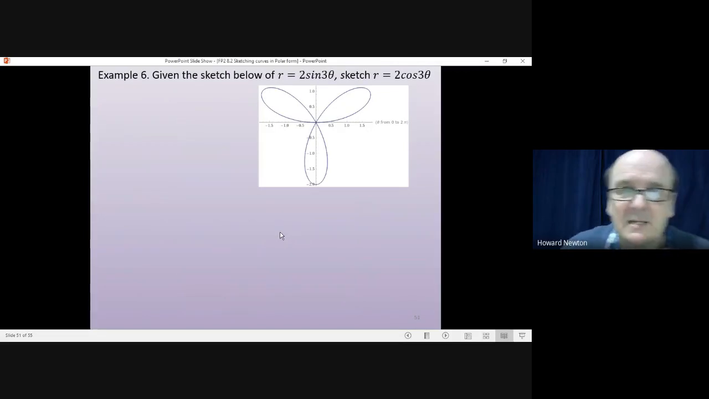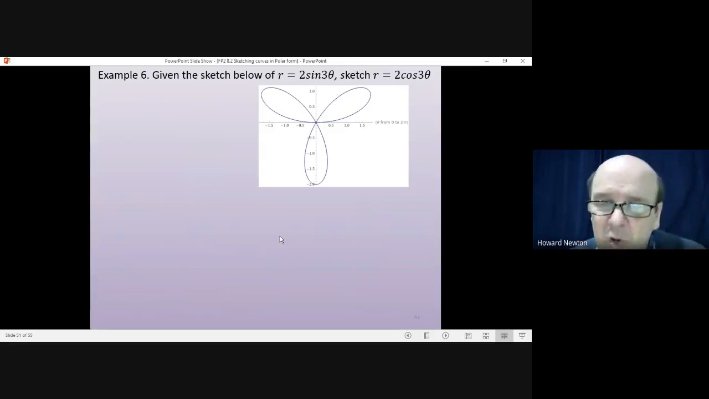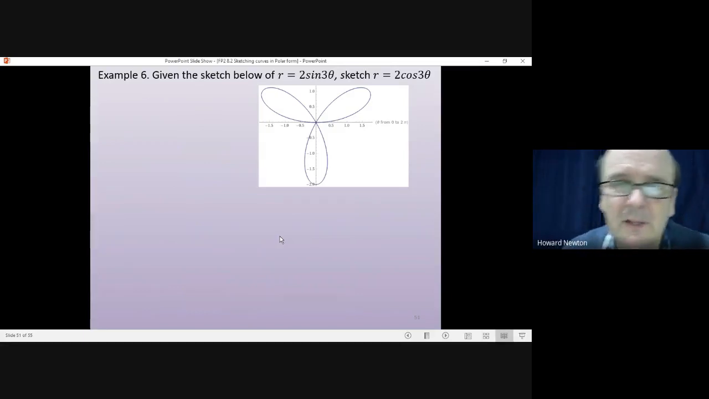Example 6, again, starting with r equals 2 sine 3 theta. The question is, well, what will r equals 2 cos 3 theta look like? Again, I'll let you have a go at working this out yourself. So pause the video and then come back to me when you're ready.